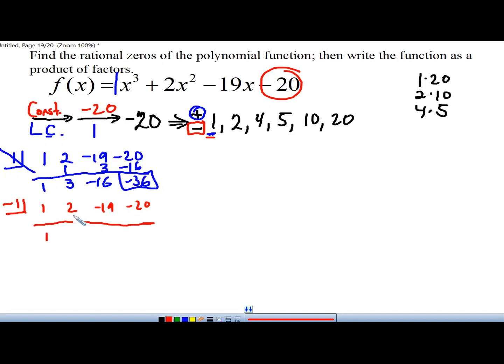What is negative 1 times 1? That's negative 1. Combined, that's 1. Negative 1 times 1 is negative 1. That's negative 20. Negative 1 times negative 20 is positive 20. What is the remainder? 0. Well, guess what? I'm going to write here, this is my 0. Copy that, please.